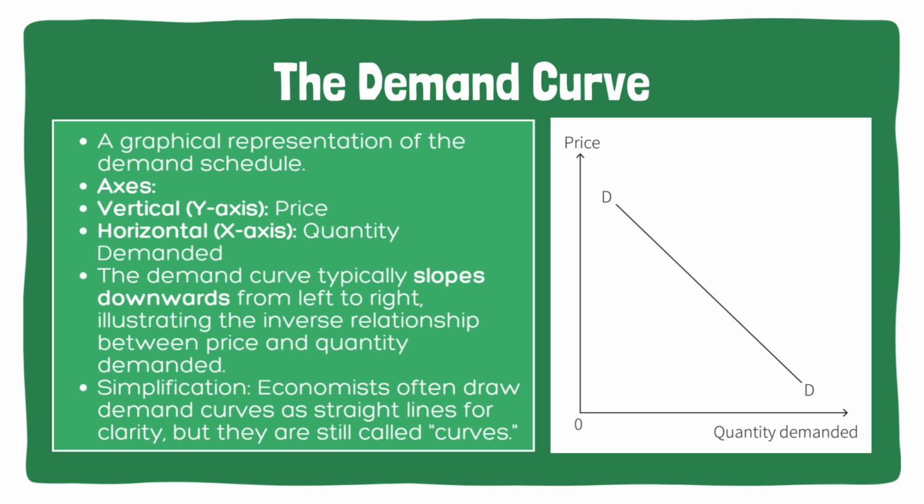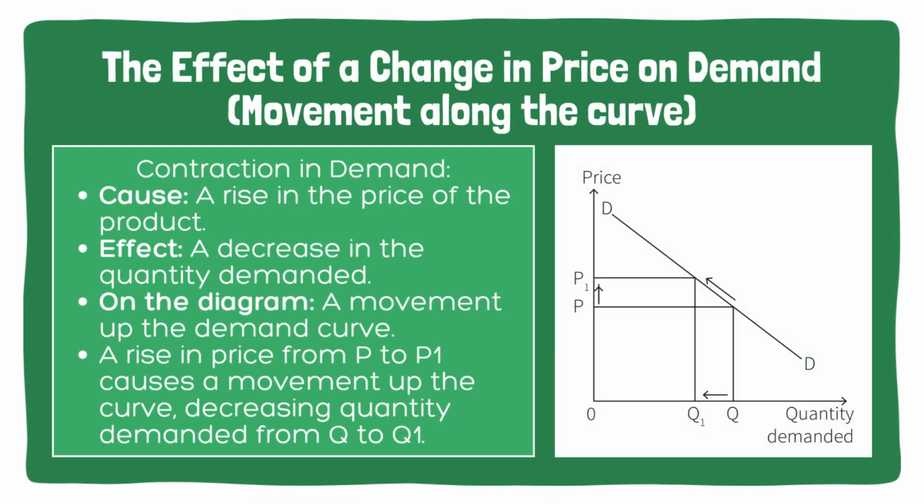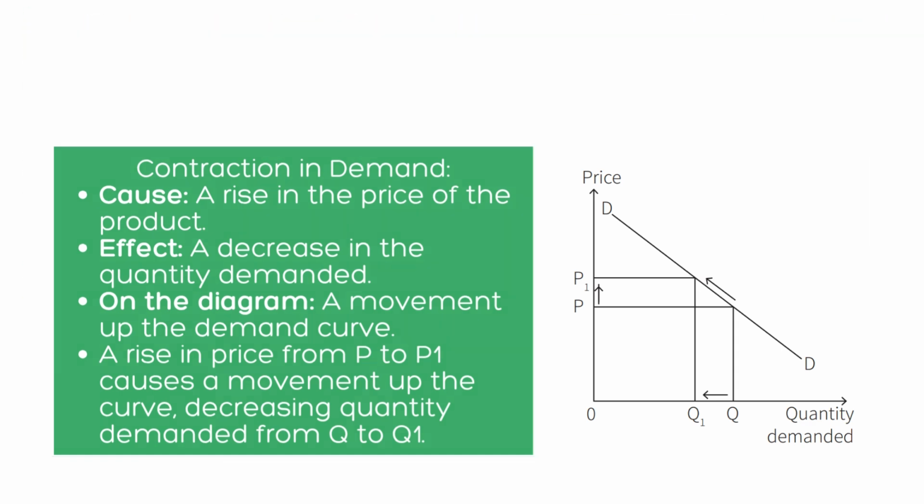For simplicity, economists often draw demand curves as straight lines rather than smooth curves, but the relationship they represent remains the same. When the price of a product changes, the change in quantity demanded is shown by movement along the same demand curve. If the price falls, there is an extension or expansion of demand. Consumers buy more because the product is cheaper. If the price rises, there is a contraction of demand. Consumers buy less because the product is more expensive. These are changes in quantity demanded, not in demand itself, since the only factor changing is the product's price.